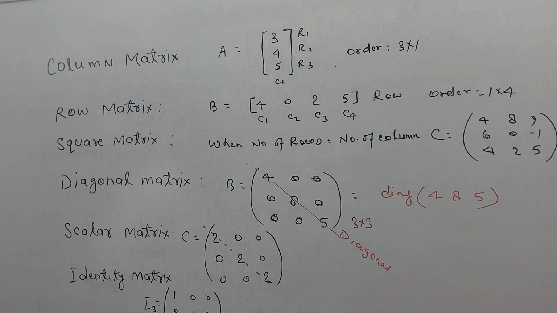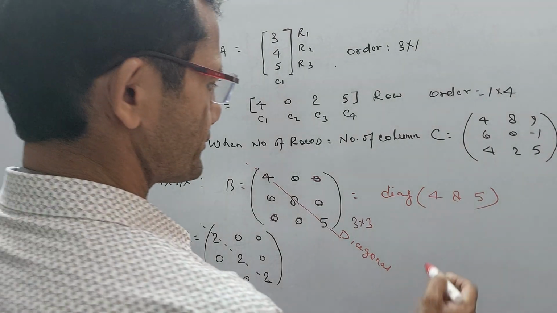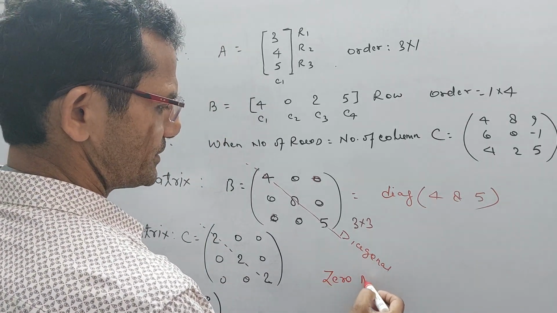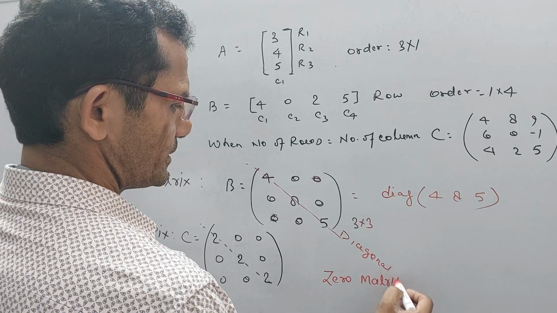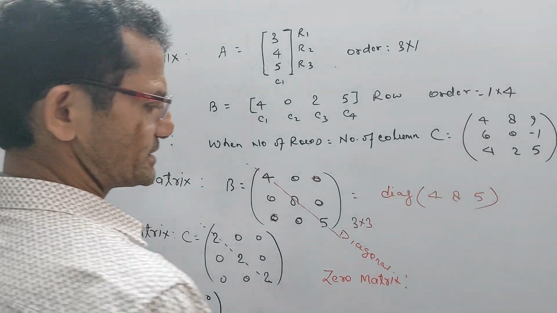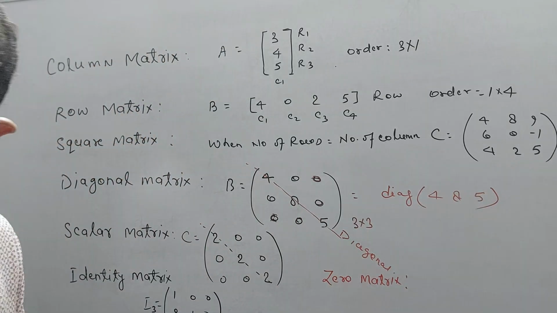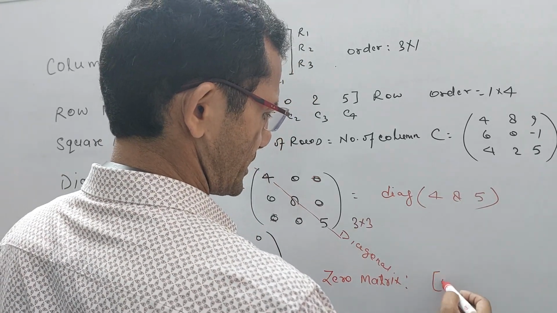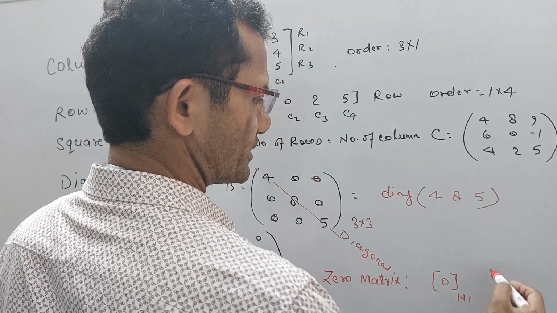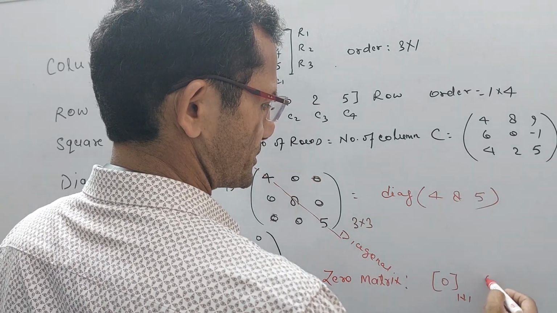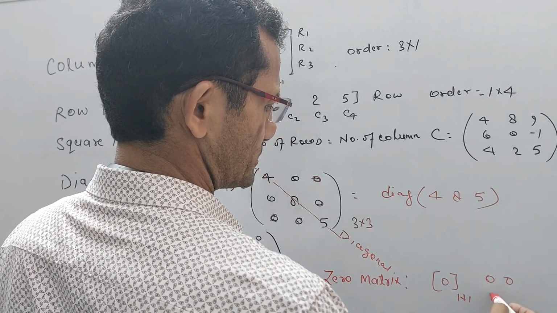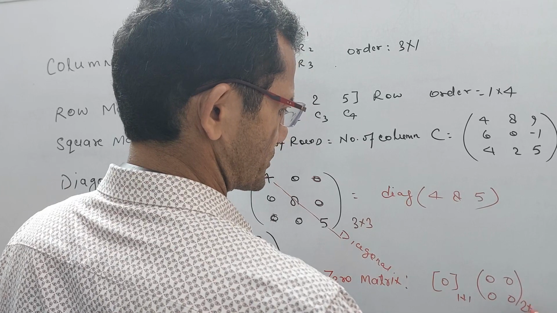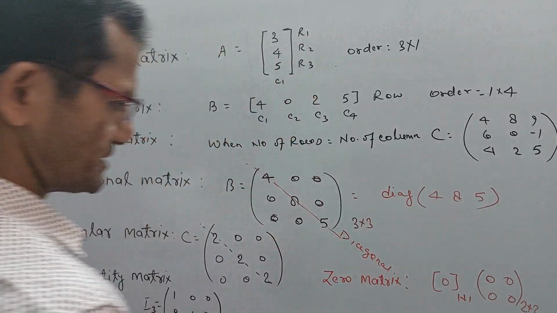Next one is the zero matrix. If all the entries of a matrix are 0, then it is called a zero matrix. A zero matrix can be of any order. Suppose it is 1 by 1. Its order is 1 by 1. Suppose it is 2 by 1, there should be 2 rows. This is 2 by 2, its order is 2 by 2. So in this way, any order is possible for the zero matrix.